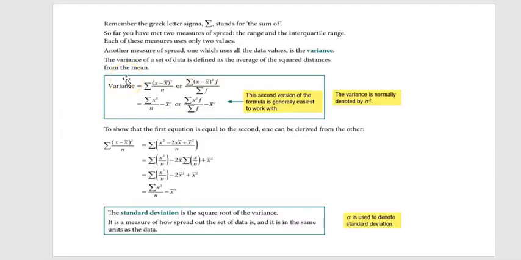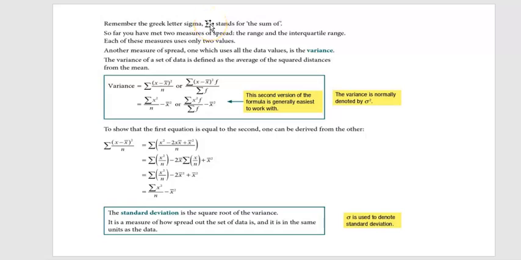Remember the Greek letter sigma, which we refer to as the sum or summation. Sigma stands for the sum of all the values added together. So for us to be able to find a mean, we need this notation.